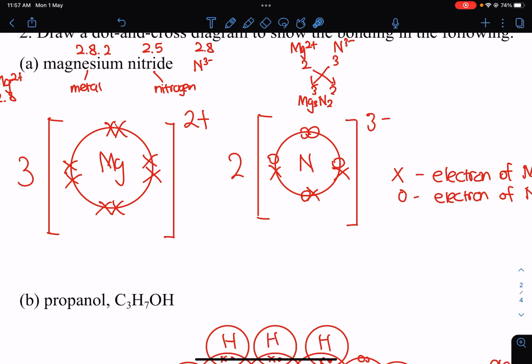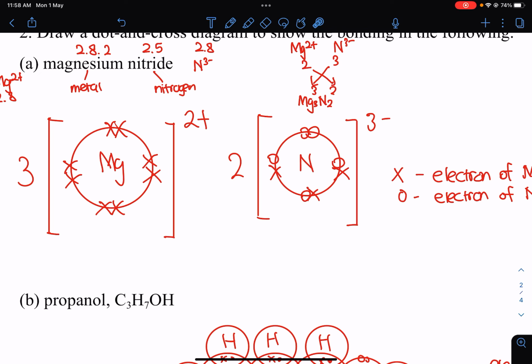However, you need to realize that there's not enough from magnesium. You will need 2 nitrogen ions to bond with 3 magnesium ions, such that the charges will cancel out. So you need to put in the 2 for the nitrogen. Most of the time, the number of electrons gained by the non-metal will not necessarily correspond to the number of electrons given out by the metal. That's why there's a need for you to balance out the charge.